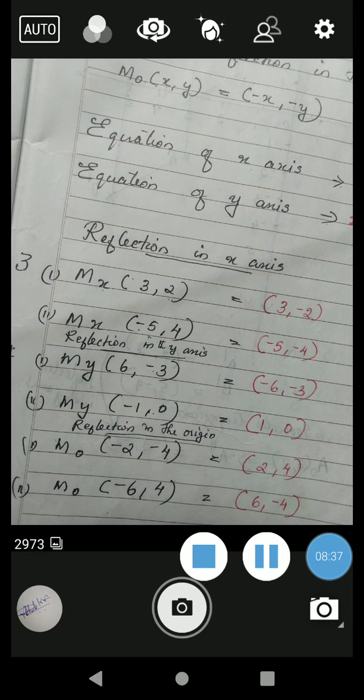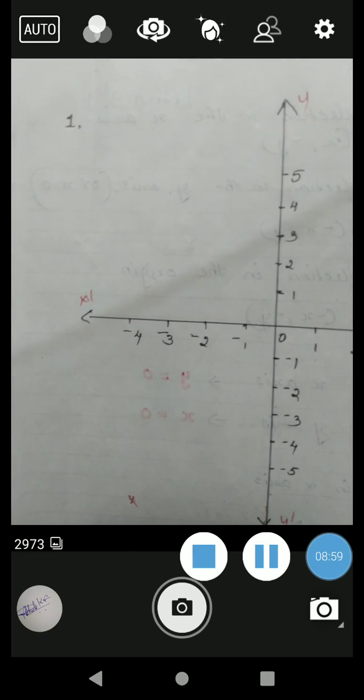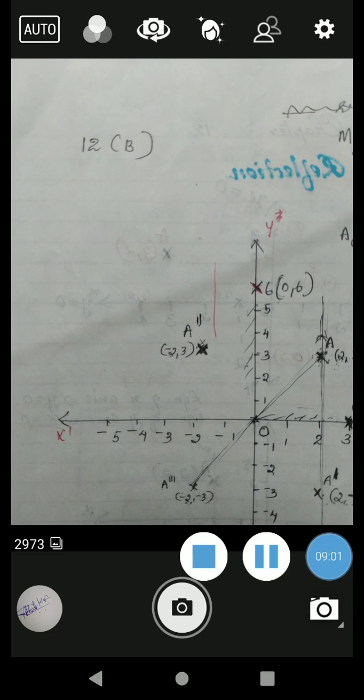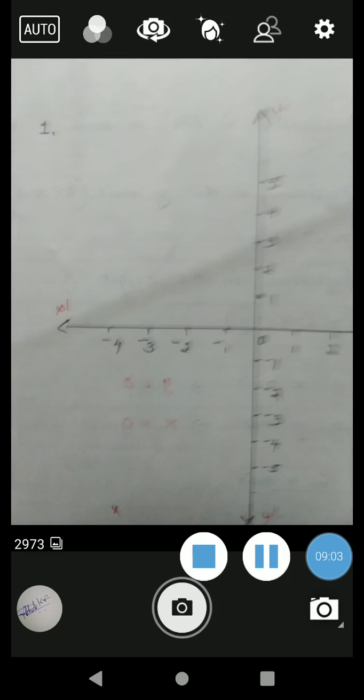Now we can do some questions. In exercise 12a, some questions are there that are very easy and you can do by yourself, just reflecting points only. Now exercise 12b, question number 1. Listen.